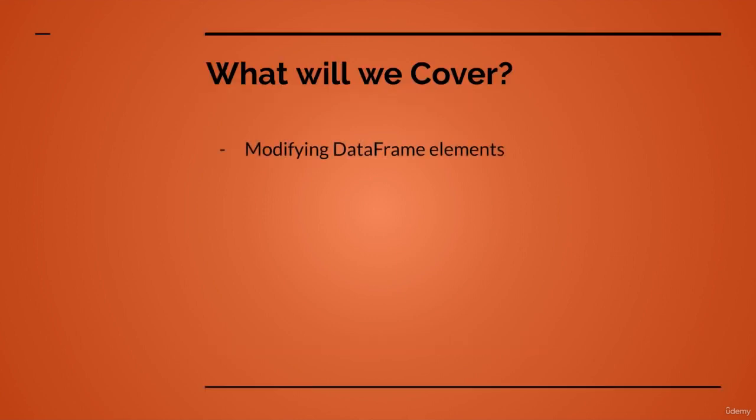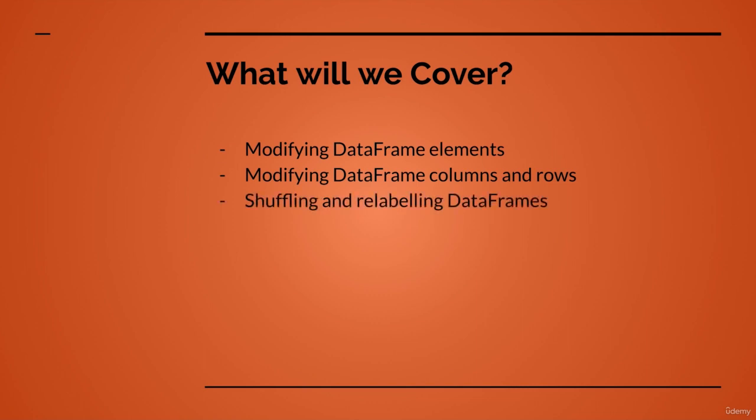We'll start just by modifying data frame elements. So we'll be picking individual elements in a data frame and changing them to different values. Then we can talk about modifying entire columns and rows in a data frame. We'll also focus on shuffling and relabeling data frames, or just generally changing the structure of data frames. This is all very similar to what we did with the series.